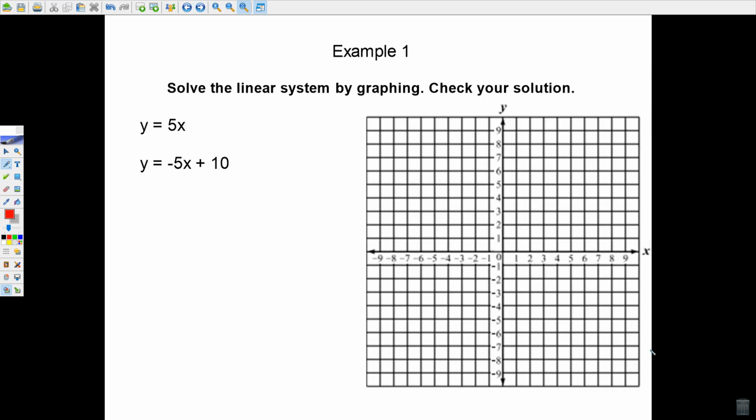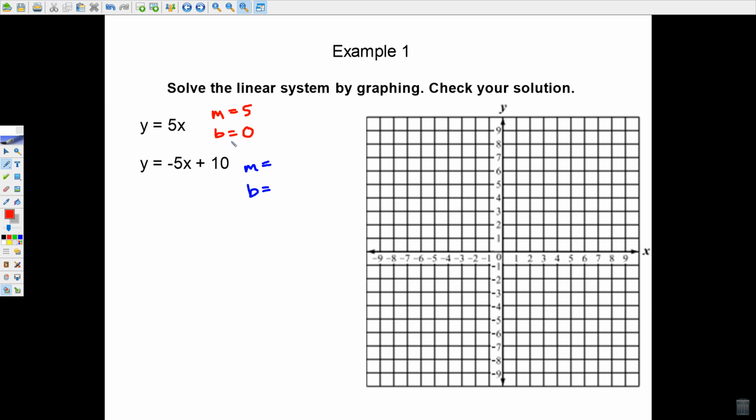So we need to graph each of these equations, which means we need to identify the slope and y-intercept for each one. Slope is the number in front of the x, because these are written in slope-intercept form, y equals mx plus b. For this top equation, the slope is 5. The y-intercept is the constant at the end. Because this doesn't have one, it's 0. Then we need to graph these.